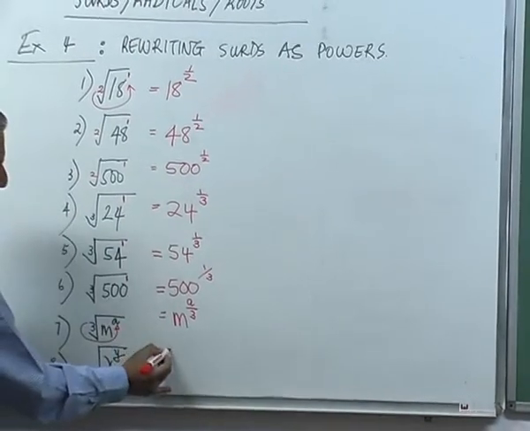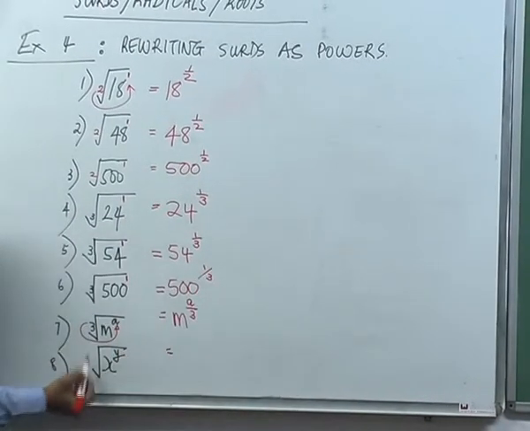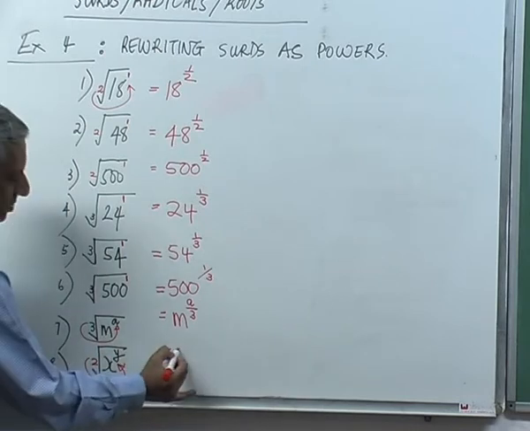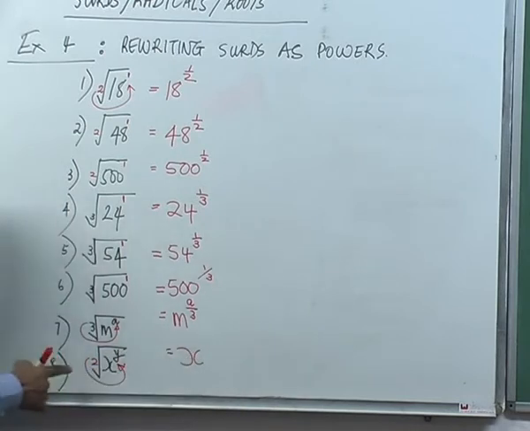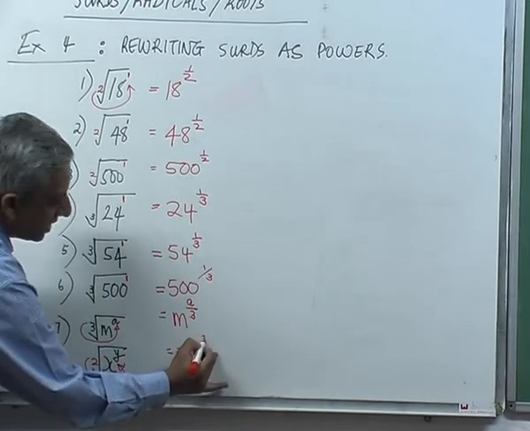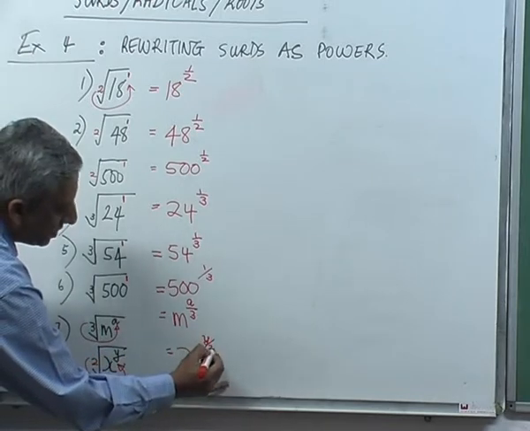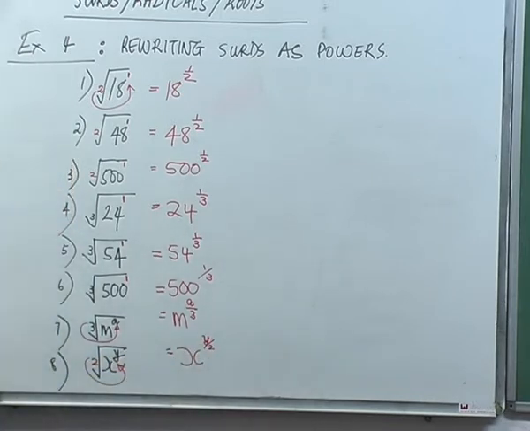Right? And finally, in the last one, it is square root. Therefore, the number understood here is 2. And the 2 becomes a denominator. So the base is x. The base is x. And the index is y over 2. Right? So that was converting surds into powers. Alright? And I hope you did well there.